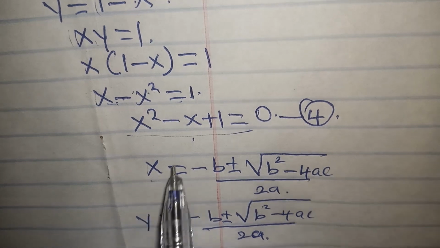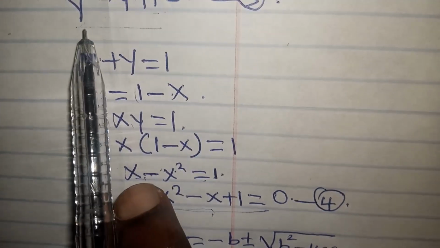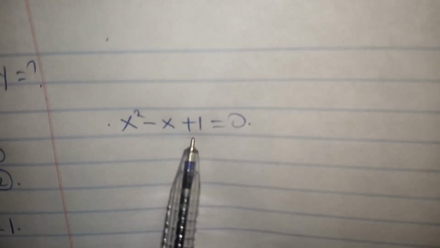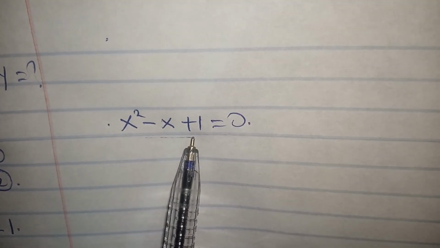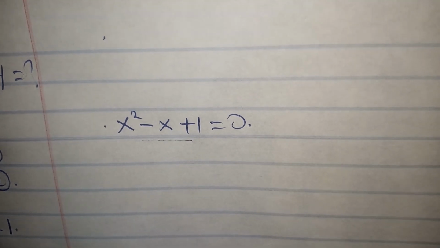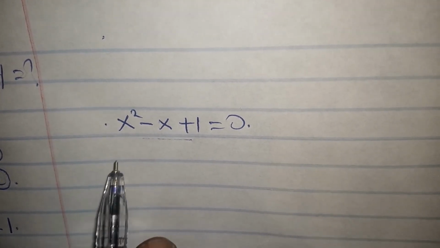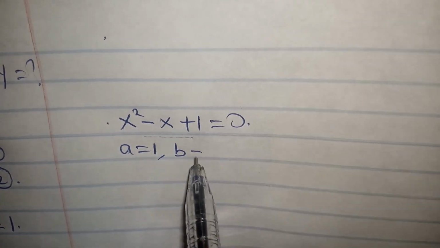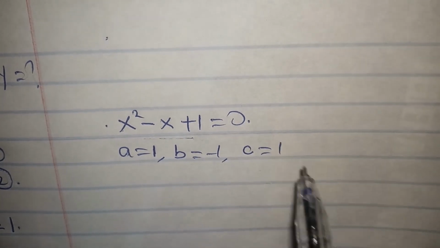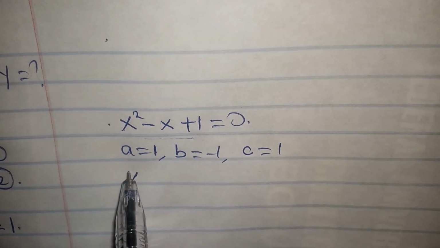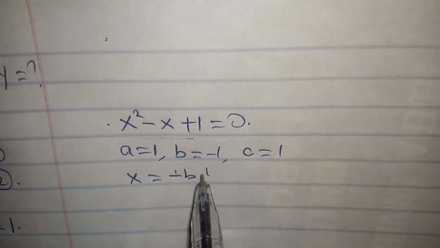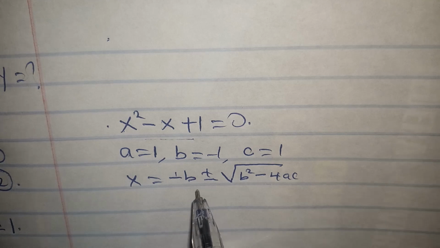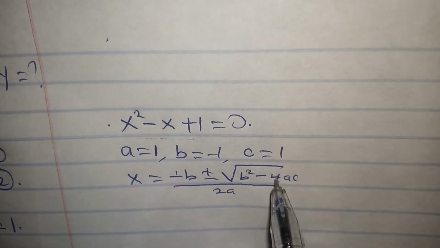So we are going to solve first for the value of x, then we'll move further to solve for the values of y. Since we want to apply the formula method, the first thing to do is to bring out the coefficients of each of them. The coefficient of x squared, so we can say a is equal to 1, our b is equal to minus 1, and our constant c is equal to 1. So we can easily apply the formula method, which is x is equal to minus b plus or minus the root of b squared minus 4ac over 2a.